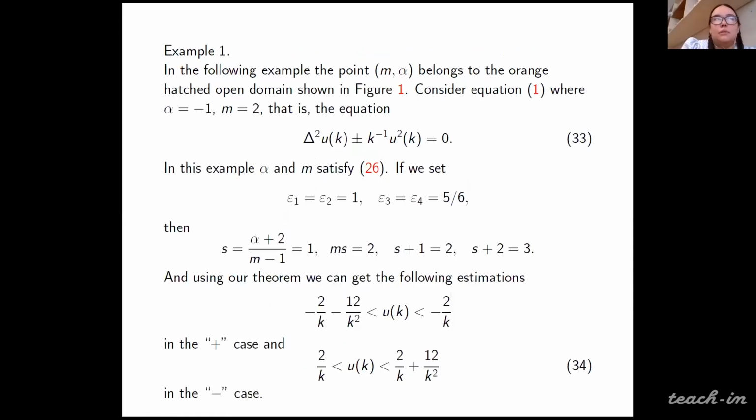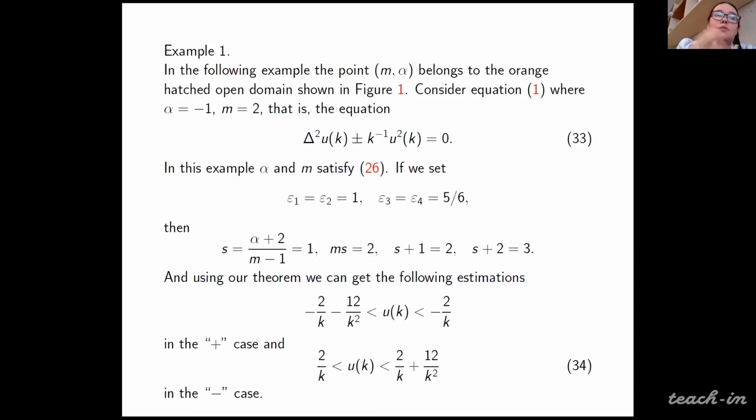Now some examples. The first example tells us about m and alpha that we take from the orange domain from here. We put alpha equal to -1, m equal to 2, and our discrete Emden-Fowler type equation transforms into the form 33. We put epsilon1 and epsilon2 equal to 1, and epsilon3 and epsilon4 equal to 5/6. Then we can also calculate our variable s, and verify that all the conditions of our theorem hold.